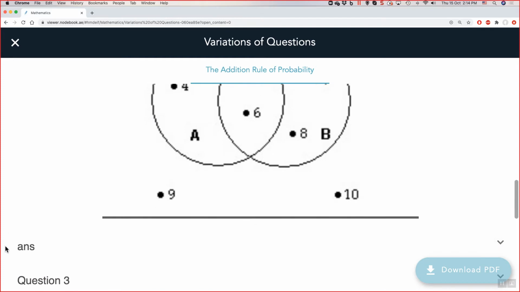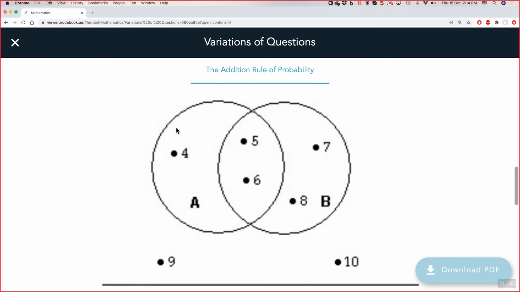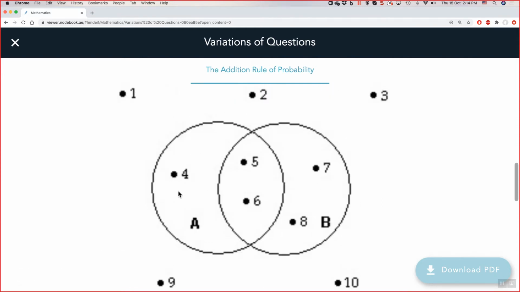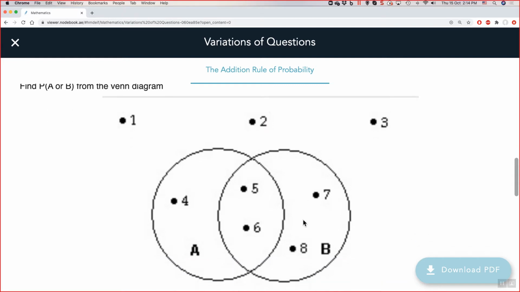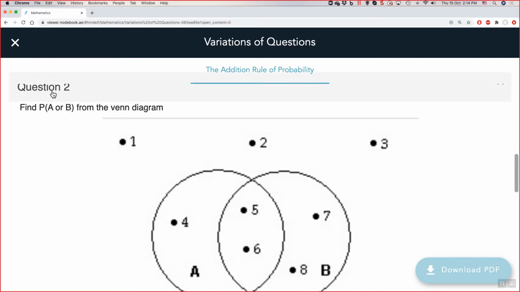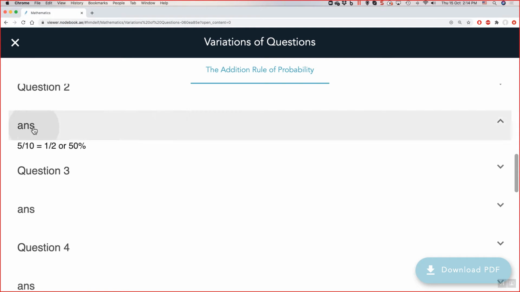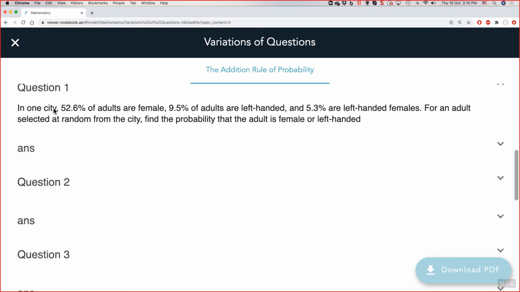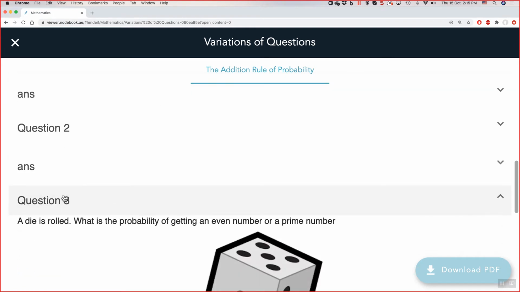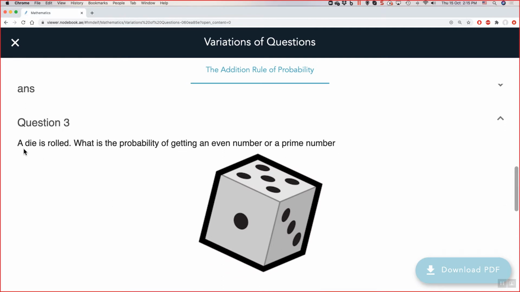All right. So here the answer is quickly 5 over 10 or half or 50%, which can come from the rule, or we can get it from just counting the number of outcomes in the union of A and B. Okay. So that's another example where I had a slightly different type of question. Okay, so let us see what other questions we have. Question number 3. Now say a die is rolled. What is the probability of getting an even number or a prime number?